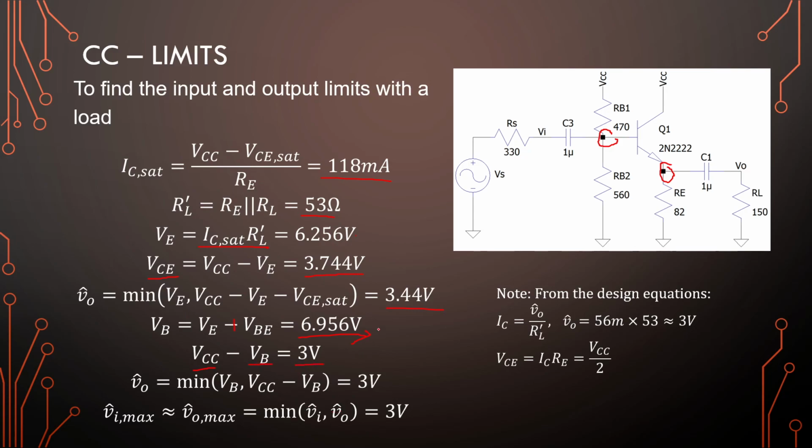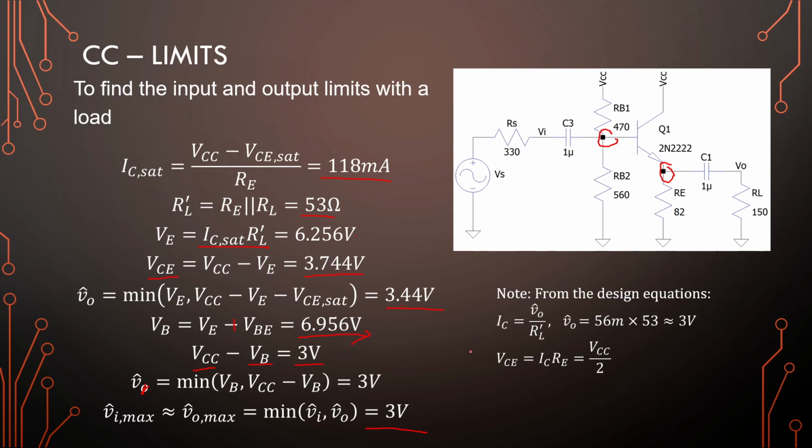So between the 3.44, this must be V in. Oh, this page is full of errors. Sorry. Between our 3.44 and our 3 volts, the 3 volts will win, and that is our output right there. As a maximum it should be 3 volts and our input should be 3 volts.